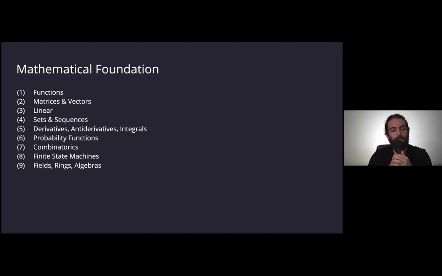You need to know the three types of probability functions. If you want to understand the shapes of your data, if you want to understand probability distributions, you need to know those three types of probability functions to which I referred. Combinatorics, that's central to probability theory. Finite state machines. Now, if you're interested in natural language processing, you may have heard of regular expressions. If you want to understand regular expressions, the best way to learn that is to start with finite state machines.